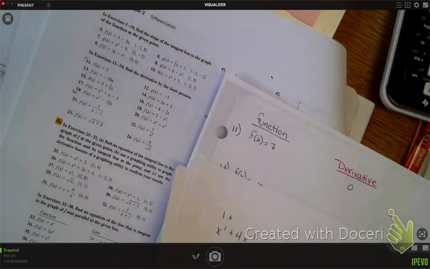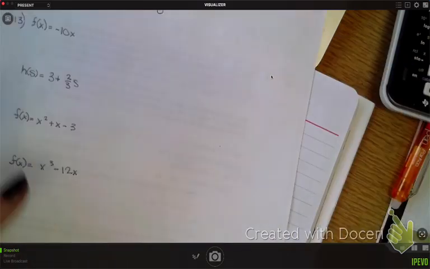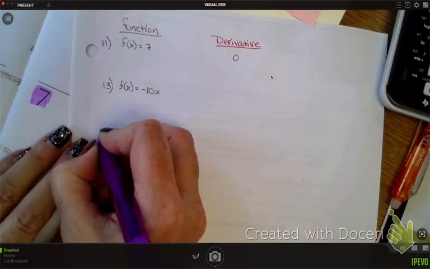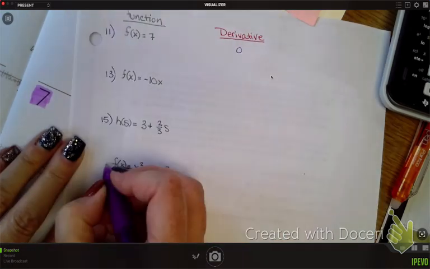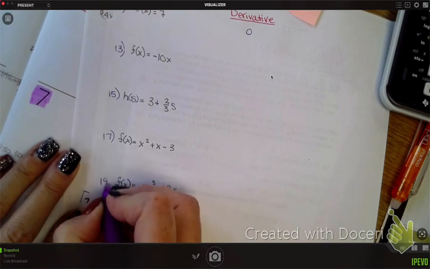Okay, so what we need to do with this today is we're going to be identifying graphs. So this is 15, this is 17, and this is 19.